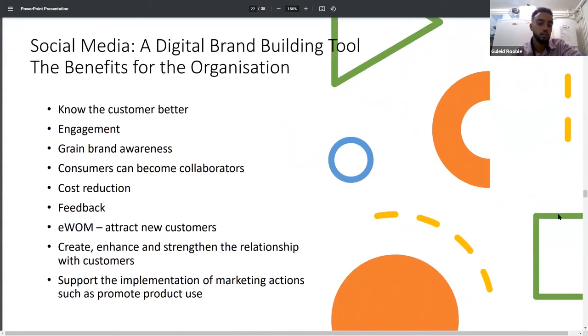So the benefits to the organization are that your customers will be better known. You will know your customers more. You will engage with them regularly. They will gain brand awareness. They may even talk to their friends and family about your brand, even friends and family abroad in different countries. It will allow you to get more feedback. This is a form of word of mouth, attracting new customers, enhancing and strengthening your brand, and also supporting and implementing future marketing activities as well. So your future marketing activities could perform better. Okay, so next slide, please, Ben.